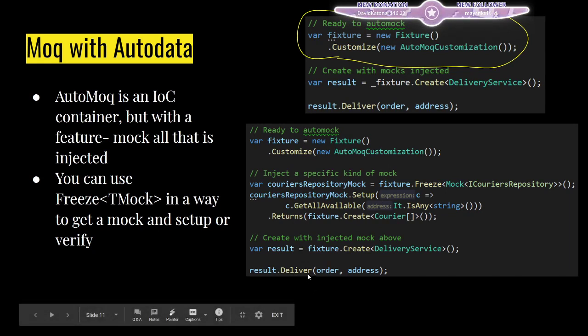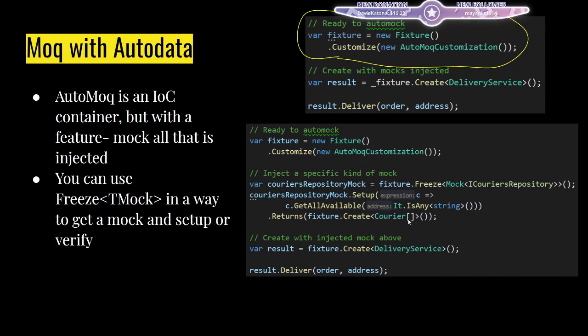And now we finally have fixture create delivery service with this mock injected. And if I call deliver order address, it will get the couriers that were created by Autofixture. By default, it would get empty array, but with Autofixture, it now gets this, which is probably going to be 3 couriers, because 3 is the number for list that Autofixture uses by default.